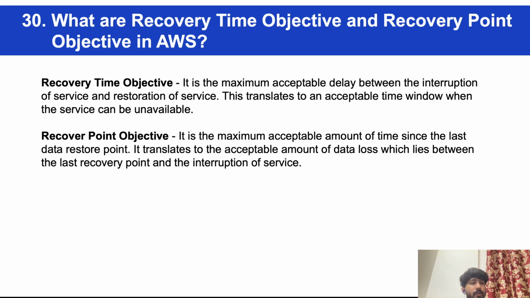So but it's 5 minutes per day, it's also a lot of time. So that's not the case, it's totally different, but I'm just giving you an example. Next is recovery point objective. So in this case, it is the maximum acceptable amount of time since the last data restore point. It translates to the acceptable amount of data loss which lies between the last recovery point and the interruption of service. Let's say data is being uploaded and the service has been interrupted. So there would be obviously some data loss, right? So how much data can be lost? How much data loss is acceptable? That's basically a recovery point objective.